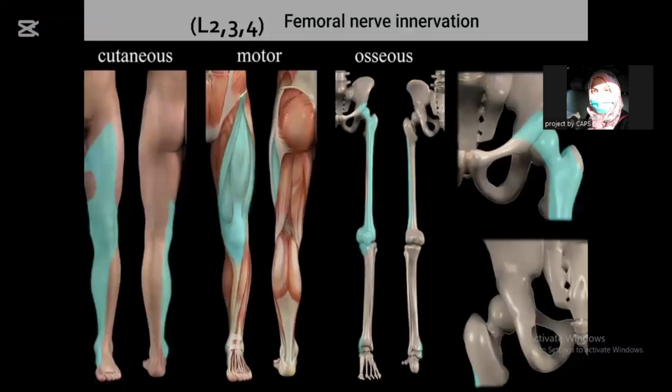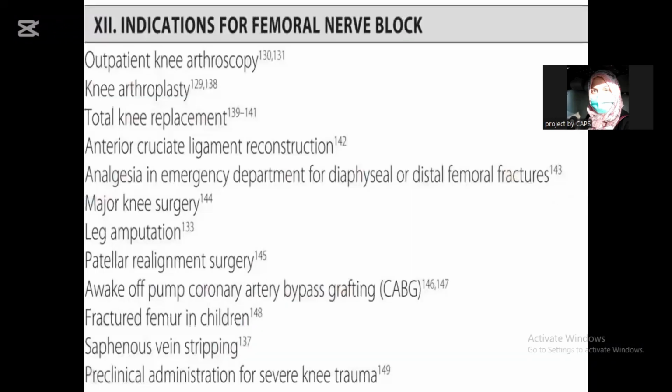Now, nerve blocks and their sonoanatomy. Femoral nerve innervation: the nerve root is L2, 3, 4, and as you can see, the area supplied by the femoral nerve is this. The anterior side of the thigh, the knee, and the medial side of the leg up to the foot, but not the big toe. It supplies this quadriceps muscle over here. The bony part is part of the hip joint, and then the femur, the anterior side of the femur. So these are the indications of the femoral nerve.